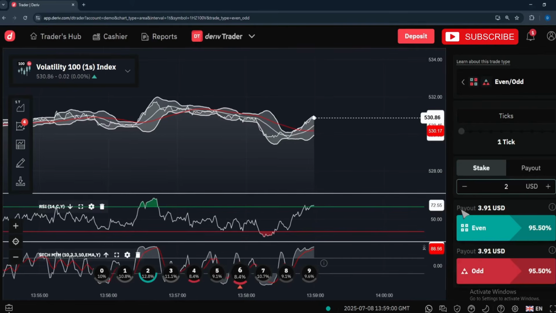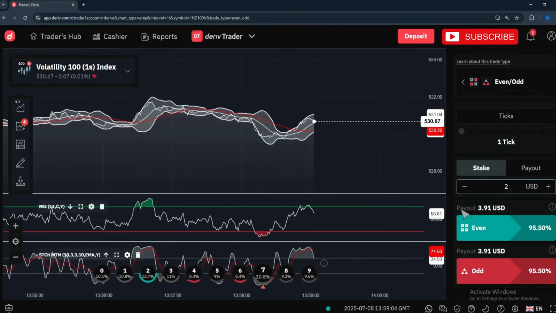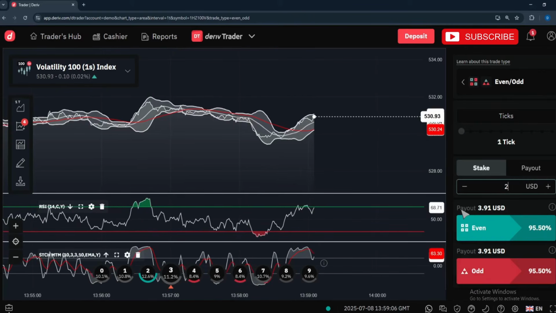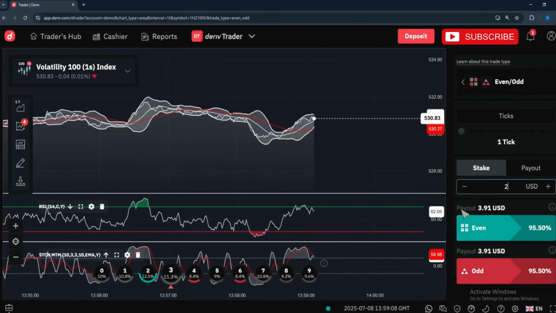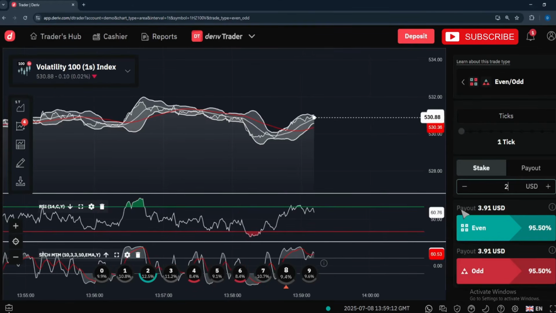Or if you're trading over 1 or under 8, it becomes difficult for you to experience good profits, especially if you're trading manually. But when you're trading with a bot, you'll experience good profits without necessarily fatiguing yourself. And ensure you have a good bot.